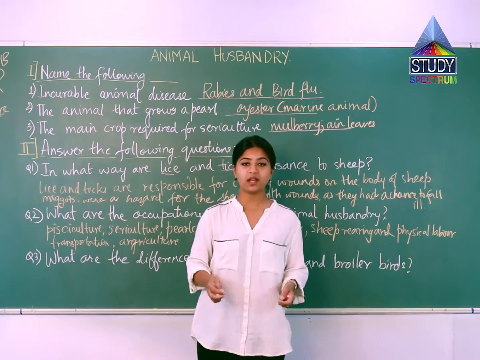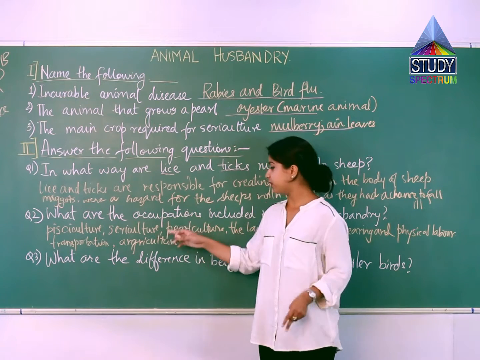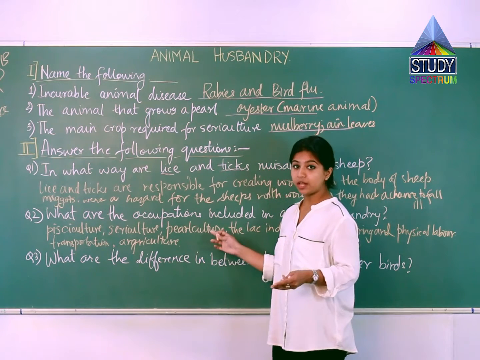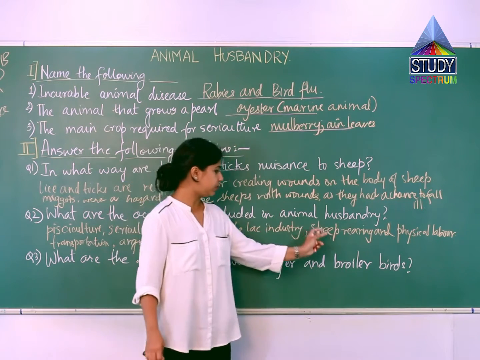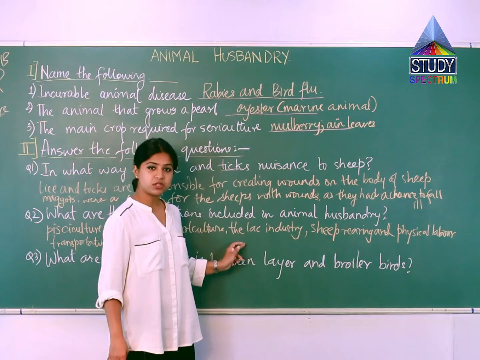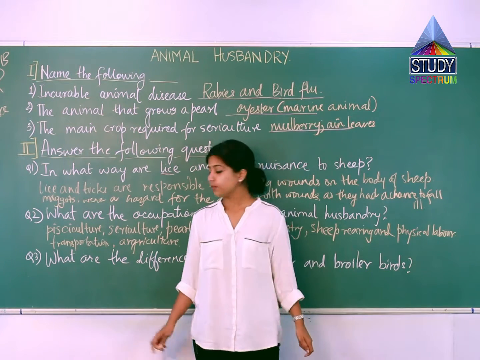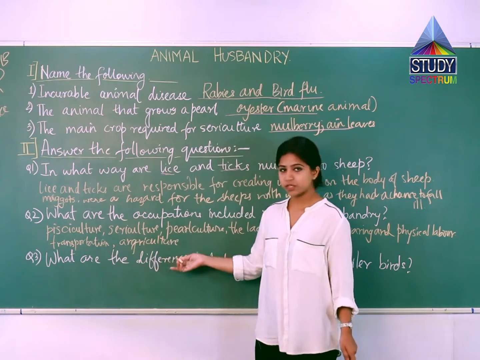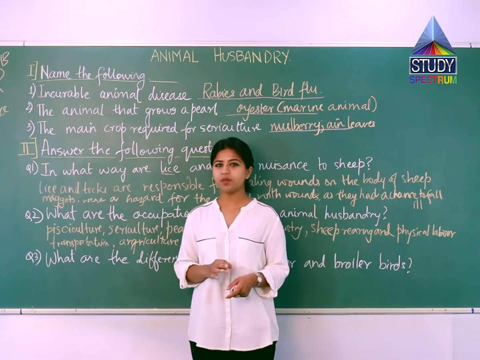So we'll just read that out again. That would be pisciculture 1, sericulture 2nd, pearl culture 3rd, the 4th one we learned was sheep rearing, the 5th one was the lac industry, the 6th one was physical labor and transportation also, along with agriculture. Is there something that we're missing?